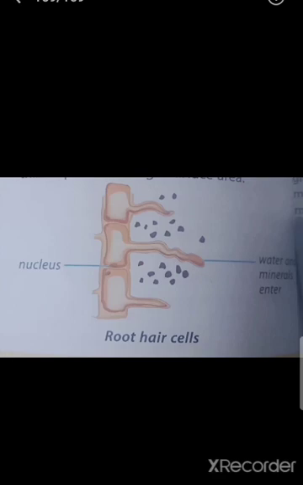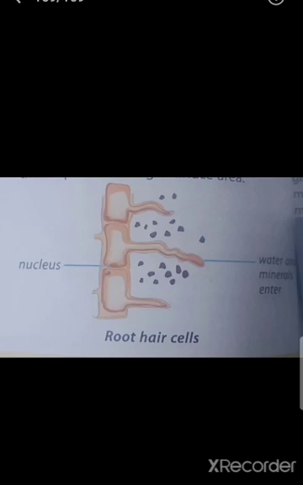Root hair cells do not have chloroplasts. They do not need chlorophyll as they are mostly found underground, and their job is to draw in water and mineral salts from the soil. They are long and thin to provide a large surface area. Here in the picture you can see it contains a nucleus, and you can see the water and minerals are entering.